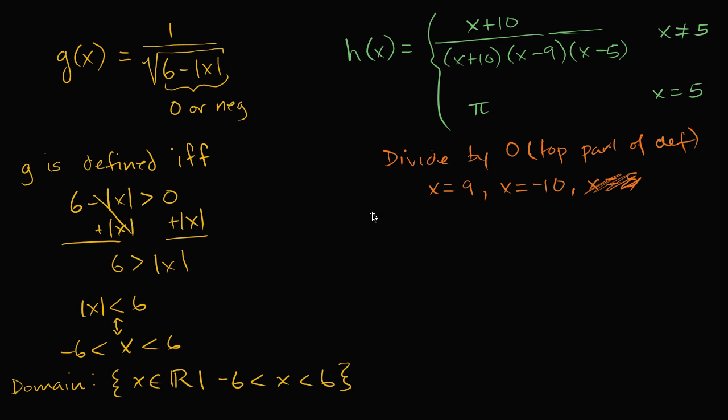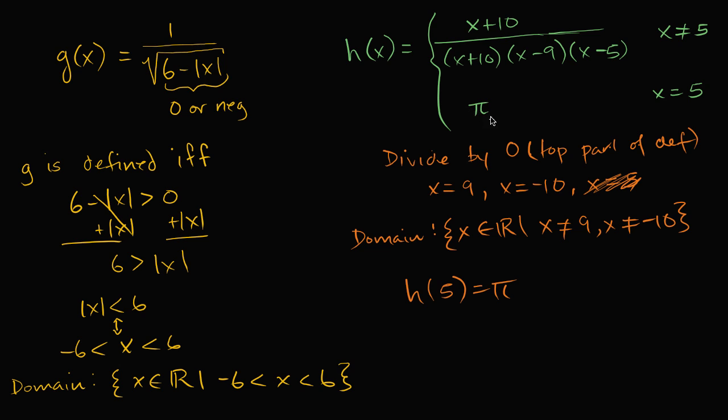So once again, if we want to write it in our fancy domain set notation, the domain is going to be all the x's that are a member of the reals such that x does not equal 9 and x does not equal negative 10. Any other real number x is going to work, including 5. If x equals 5, h of 5 is going to be equal to pi, because you default to this one over here. H of 5, you say, okay, x equals 5. We do that one right over there.